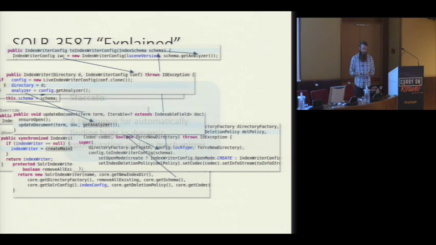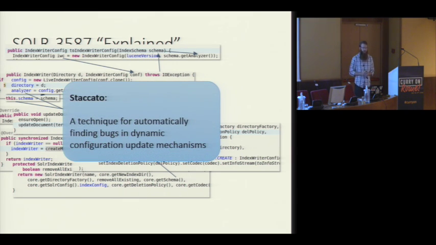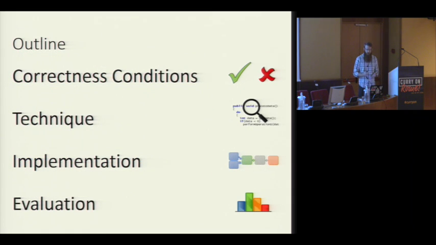And so that's why we've developed Staccato, a technique for automatically finding bugs in dynamic configuration update mechanisms. So for the rest of the talk, we're going to first discuss correctness conditions for DCU implementations. Before we can say how we find bugs, we have to first say what it means for an implementation to be bug-free. We'll then discuss how we can check for violations of these correctness conditions using a dynamic information flow analysis. We'll briefly discuss our implementation of this analysis in a tool for Java programs called Staccato, and then finally discuss our results of applying Staccato to 3 open source Java applications.